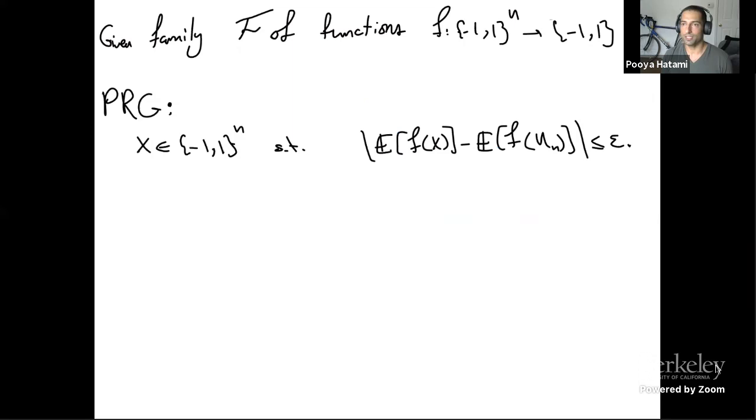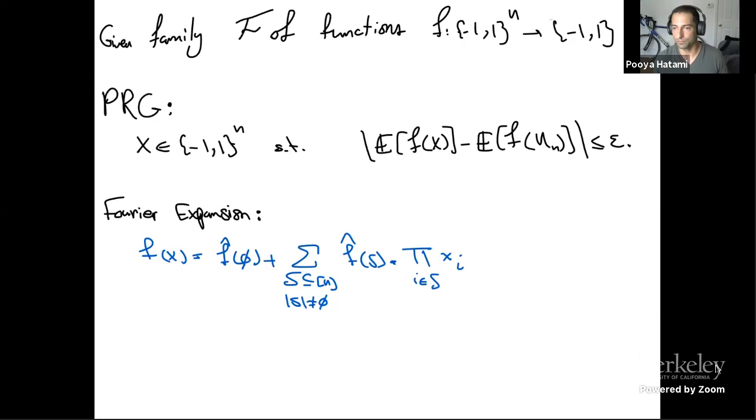So we are dealing with a family of Boolean functions, and almost always one of the first things to do is write its Fourier expansion and see what we can deduce from there. The Fourier expansion looks something like this. You have the empty Fourier coefficient, and you have a Fourier coefficient for any non-empty subset of the indices. You have a real coefficient f hat of S.